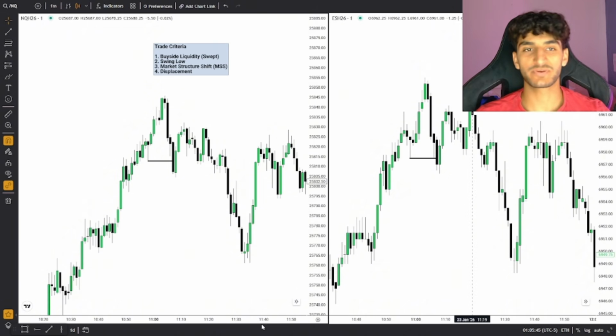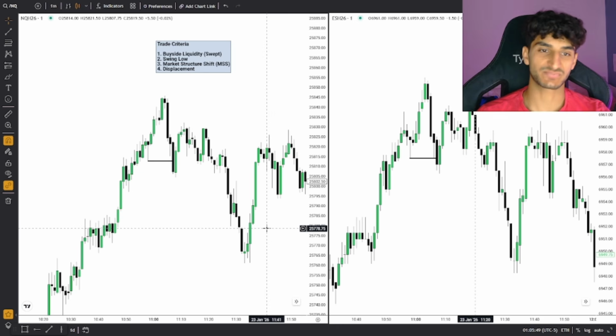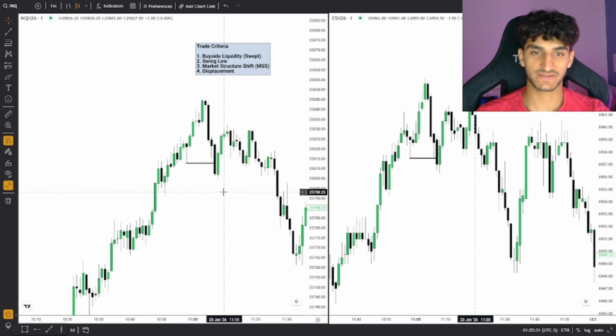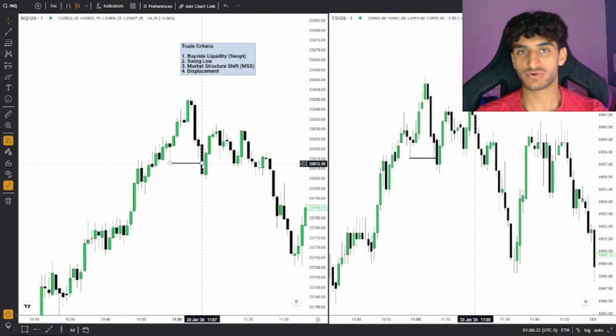Coming into step number 3 and step number 4 in our checklist criteria is a market structure shift and a displacement. Pretty much what a market structure shift is, as we can see, this candle right here, 11:07, opens and closes below this swing low right here that was formed at 10:58. That is just called a market structure shift. And a displacement is within that market structure shift. It's a big, strong push to the downside, telling me and indicating to me that price is willing to seek lower levels.